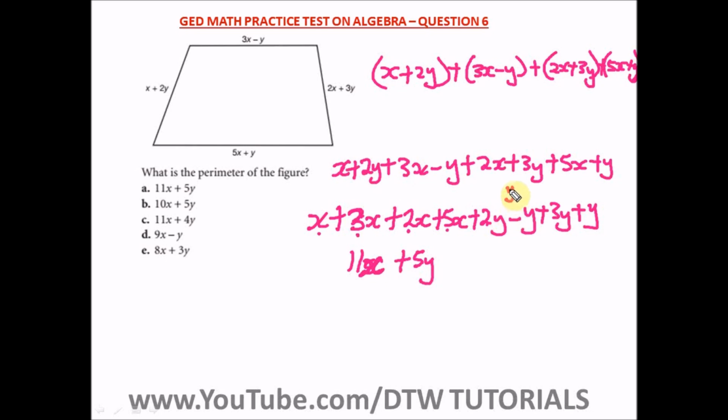And the coefficient here is what? Y. Alright? And y plus 3y, which is like saying 1 plus 3, which is what? 4y. And we have 4y, and 4y plus y will give us, that's 4 plus another 1, will give us what? 5y. So that's how we got 5y. So we have 11x plus 5y. This is our final answer, and our right option here is option A.